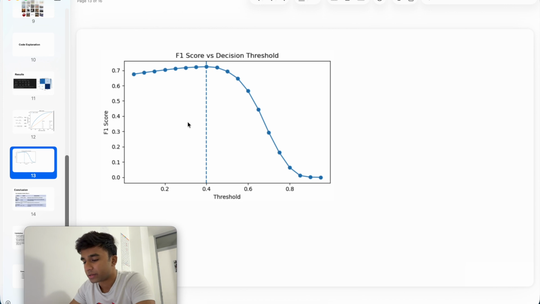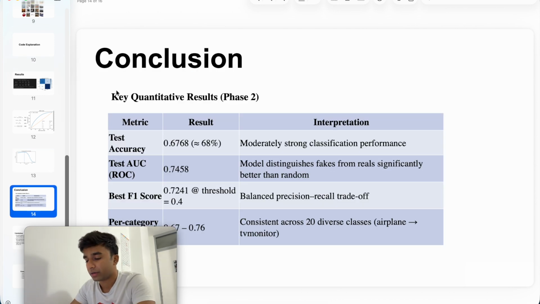The F1 score versus decision threshold plot tells us how the F1 score changes as you vary the decision threshold. We can see that 0.4 is the best trade-off between precision and recall, which means that the model is not very overconfident in deciding whether the image is fake or real.